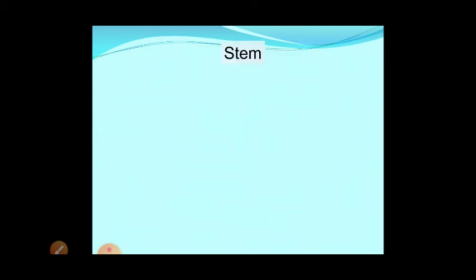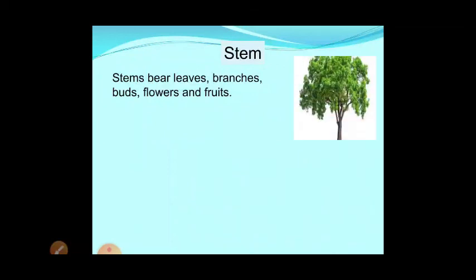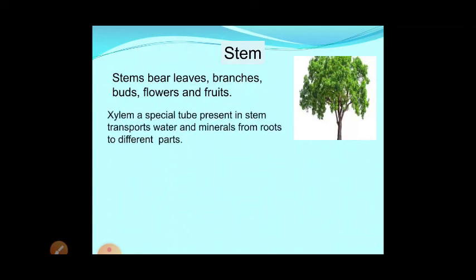Let's discuss stem first. The main part of the shoot system is the stem. It holds leaves, branches, flowers, fruits. So it holds everything, and it makes the plant stay firmly on the ground, and it carries water and minerals from the soil, from the roots, and it distributes the food which is prepared by the leaves. It has two kinds of vascular tubes, that means special tubes present inside the stem, known as xylem and phloem.